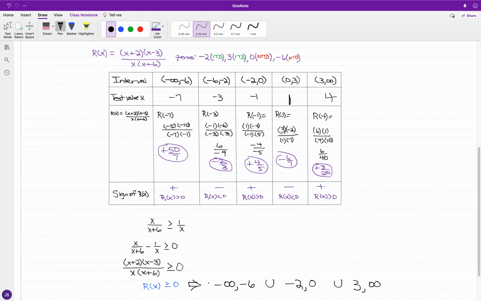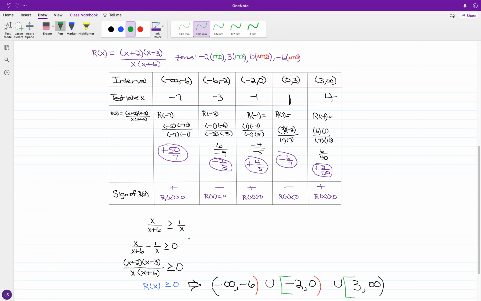Now, again, just grouping. Once again, infinities are boundless, so you have parentheses. Looking at negative 6, it is not in the domain, so that stays in parentheses. Negative 2 is in the domain, so we can bracket that value. 0 is not in the domain. And 3 is in the domain, so that will be in the bracket.